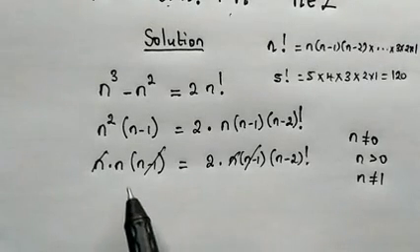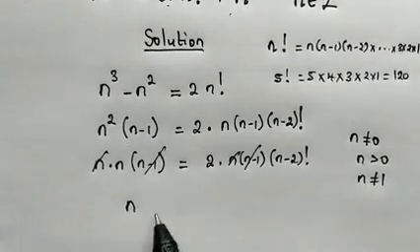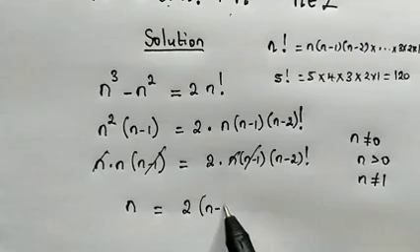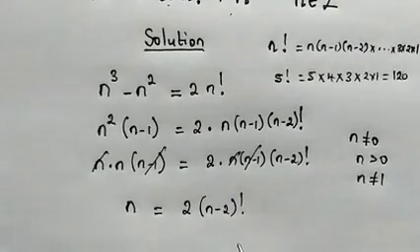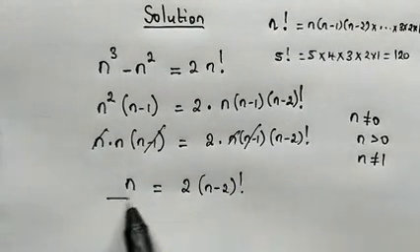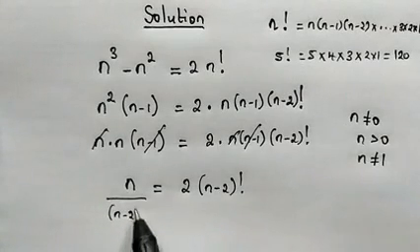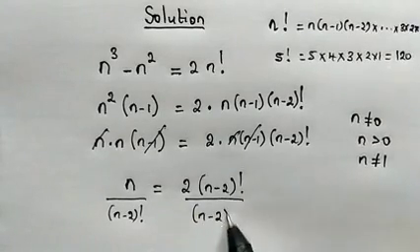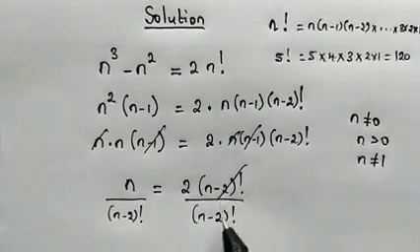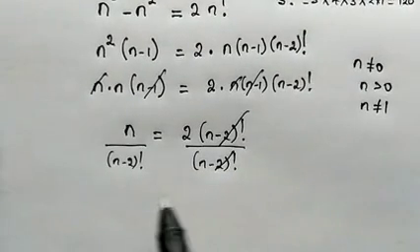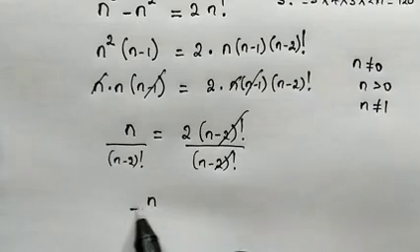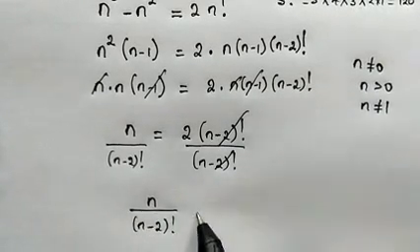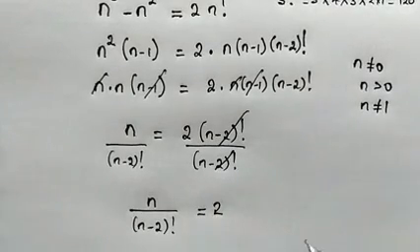So from here, the only thing left at the left hand side is just n. This is equal to 2 into bracket n minus 2 factorial. Let's divide both sides by n minus 2 factorial. So this will cancel this from here. Therefore, we get n divided by n minus 2 factorial, which is equal to 2.